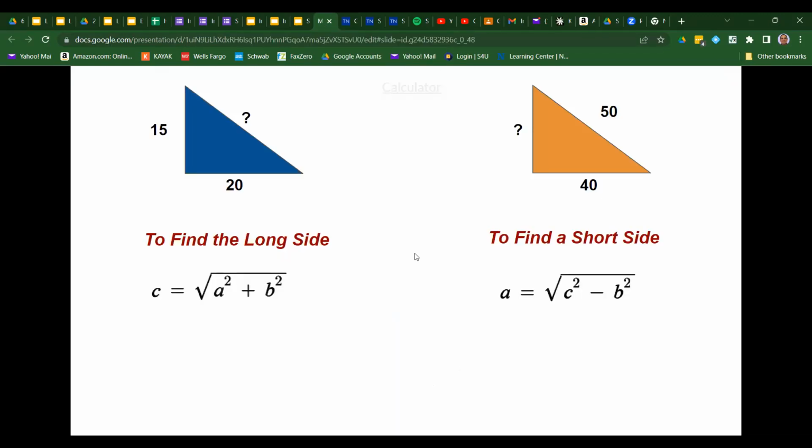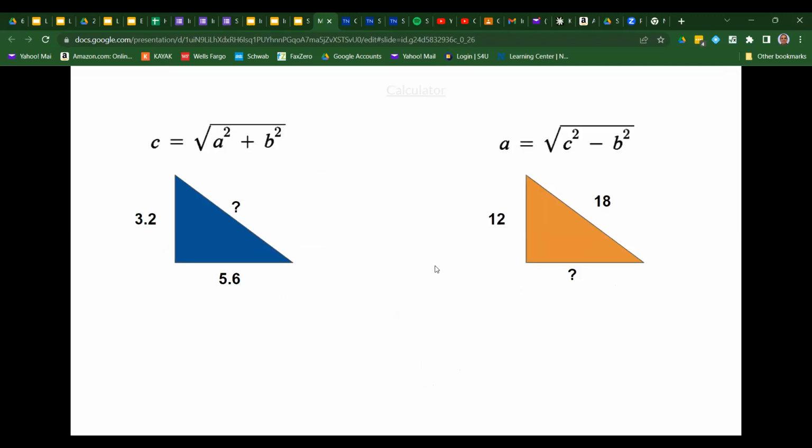All right. So let's continue. This also works with decimals. And once you practice some of this, it gets pretty repetitive, and you can get really good and quick at it. So in this first problem, we are looking for a long side. And our sides, our shorter sides, our legs are 3.2 and 5.6. Do this along with me.